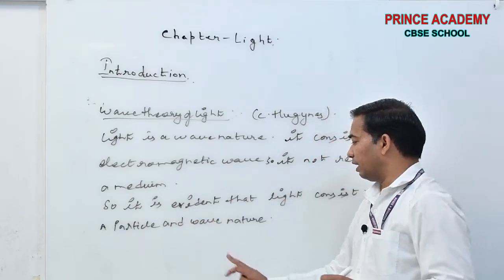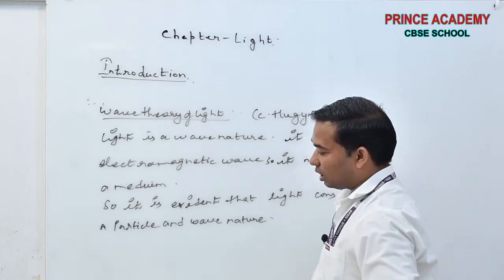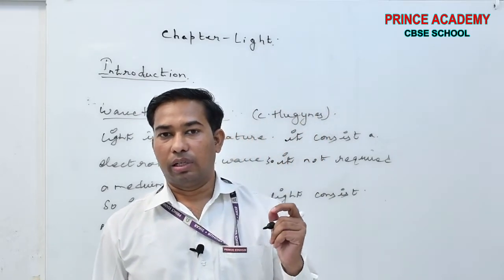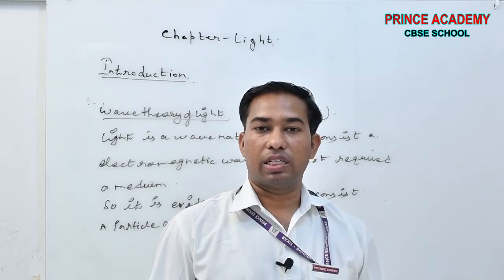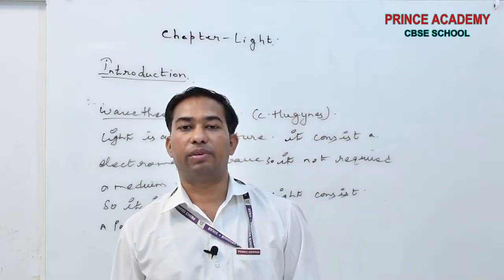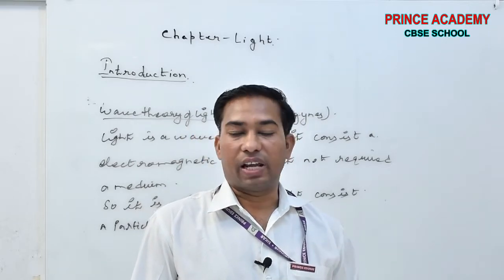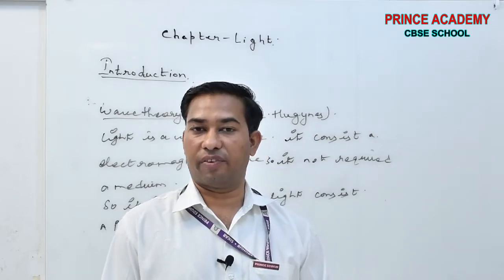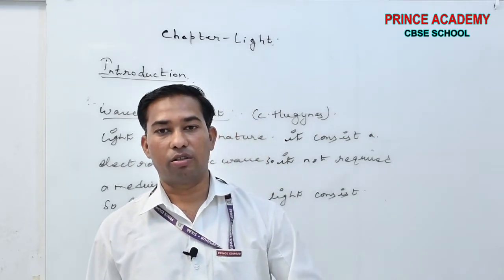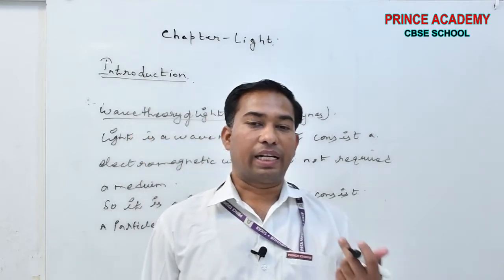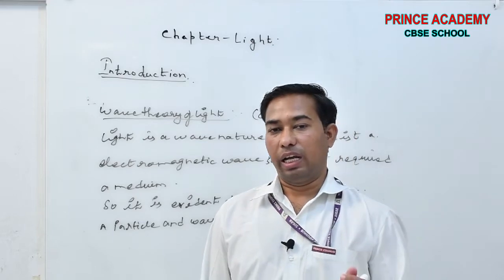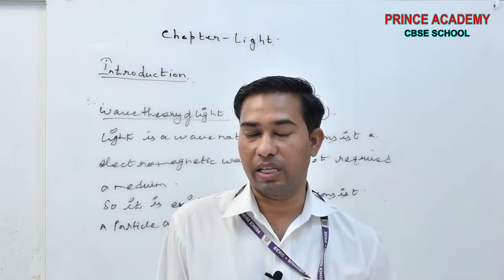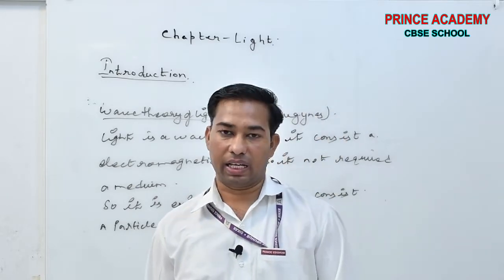Light consists of particle and wave nature, and due to the dual nature of light, the wave nature is used in different assumptions of an experiment, like diffraction and polarization. The particle nature of light is used for reflection, refraction, the formation of shadow of an object, and the rectilinear propagation of light. Both natures are used as convenient for your experiment.